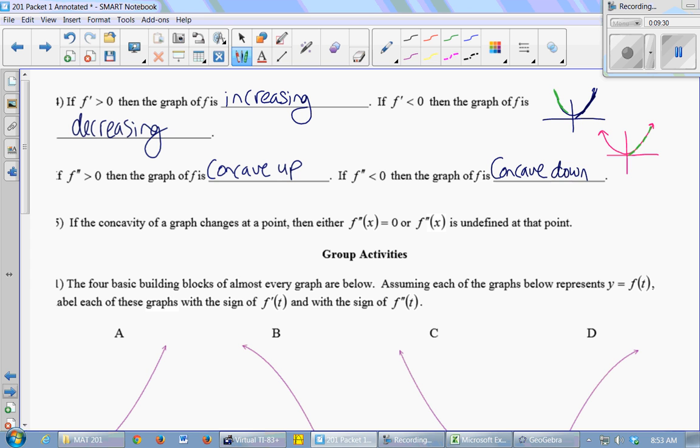F prime of x, yeah. So the equation itself is what at certain x values, yeah. It may not always be negative, but on certain intervals of x, yeah.